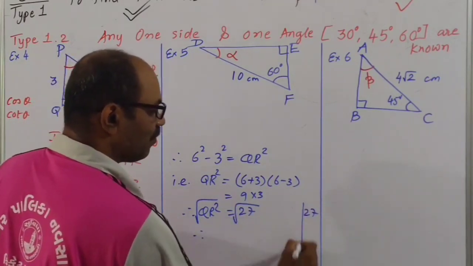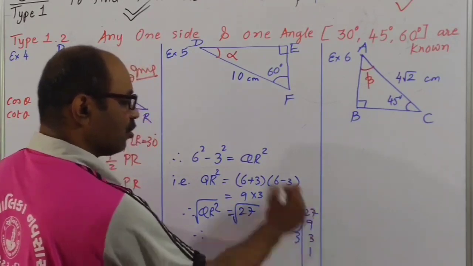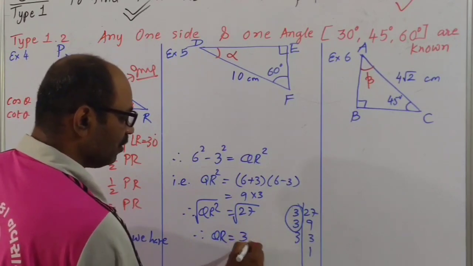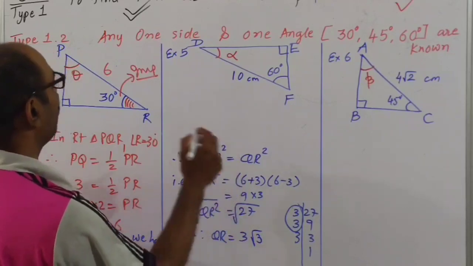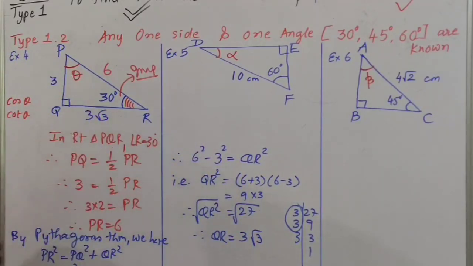Now 27, the prime factors: 3 nines are, 3 threes are, 3 ones are. So you got one pair. Therefore, QR is equal to 3, and the lone root 3 will remain. Alright, so you got this also now. This is 3 root 3. Now I am not going to write, I am just going to say.